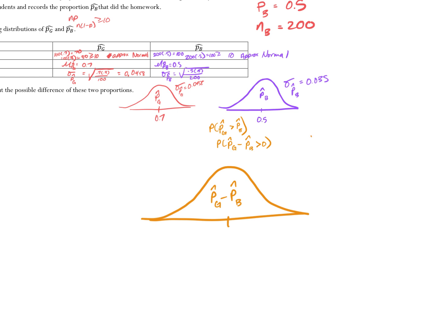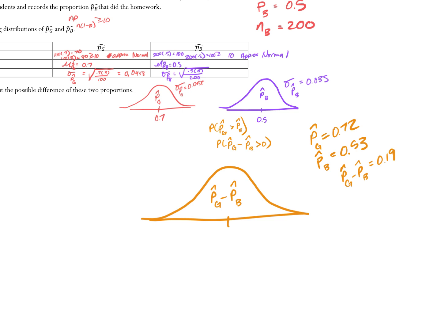So let's say Mr. Stork actually takes this sample, and the p hat from Grandview is 0.72, and the p hat from Bexley is, we'll say, 0.53. Everybody good? So what would my difference in that particular case be? It would be 0.19. Everybody good?